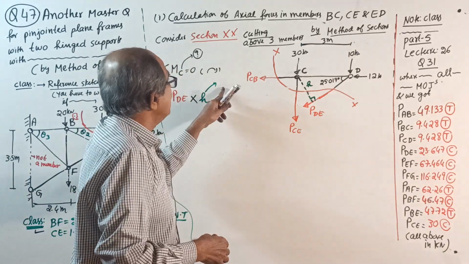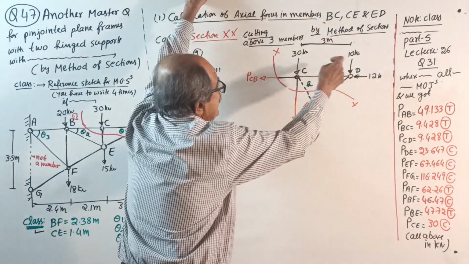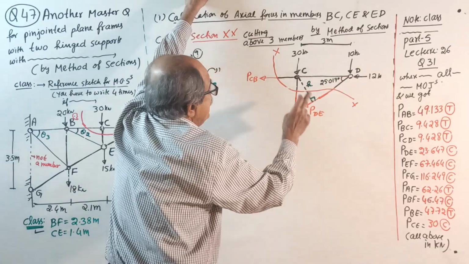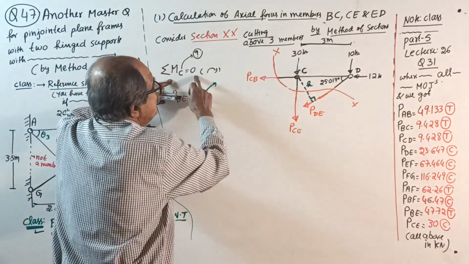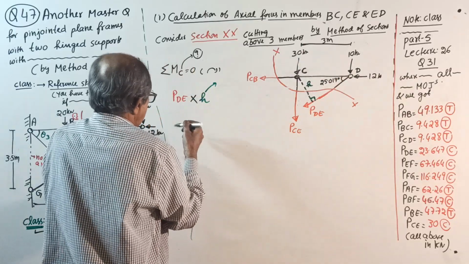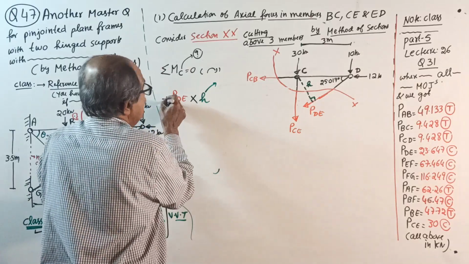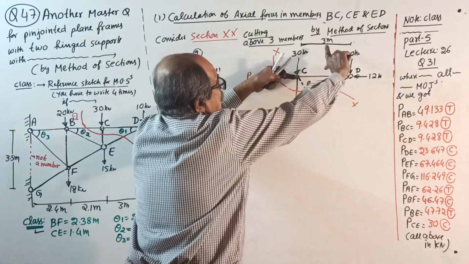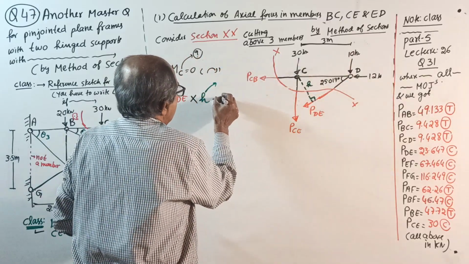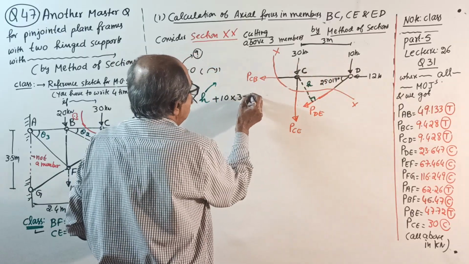See, I am dictating. Draw perpendicular H from C to line of action of PDE. Then sigma M_C is plus PDE into H, where plus means clockwise. See, plus means clockwise. What else can I tell? Plus PDE into H and then plus 10 into 3 equal to 0.